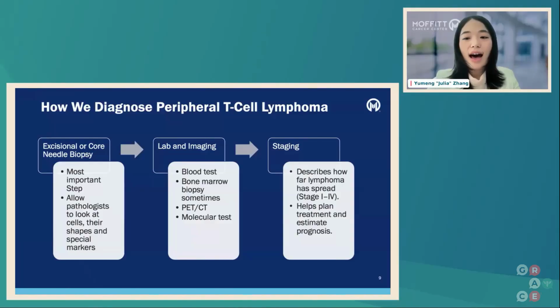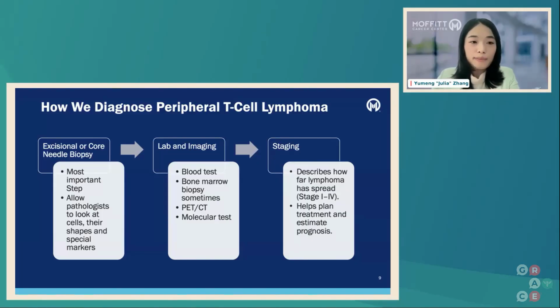So how do we diagnose T-cell lymphoma? Today's talk will focus on peripheral T-cell lymphoma. There is a different subgroup of T-cell lymphoma called cutaneous. They're much different than peripheral, but we'll talk about peripheral T-cell lymphoma first.